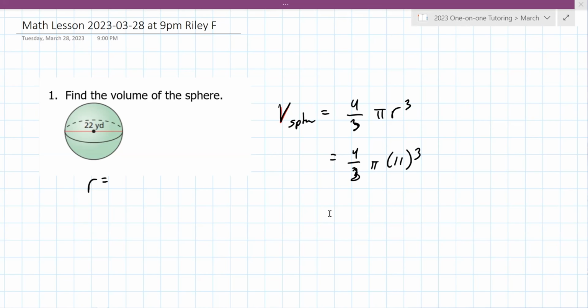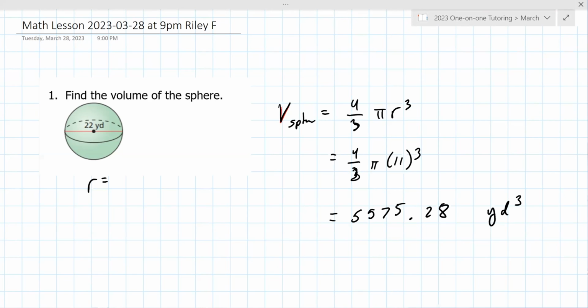All right, so I got 5575.28, and then it's yards cubed. Does that match what you have? Yeah, that's the same number I got.